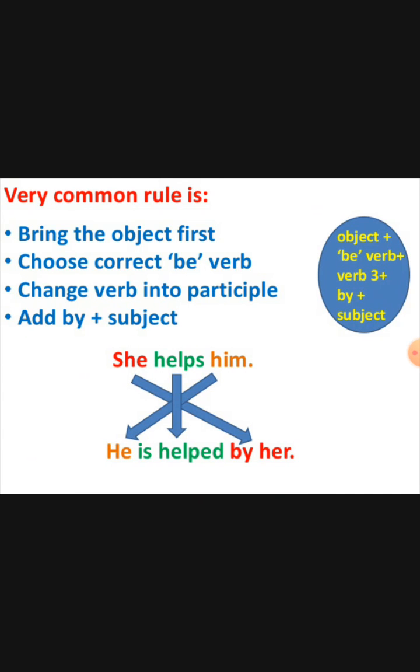Now see, she helps him. So what we will do, him we will be just bringing first and we will be changing it into he, because the sentence exactly is in present. So the be will be changed into is. Helps, past participle, means V3, helped by her. So now see that he is helped by her.